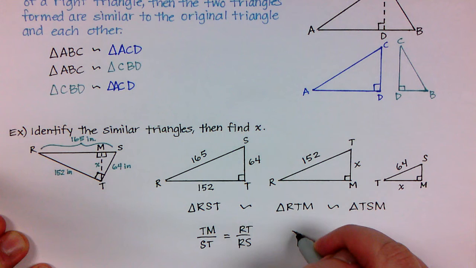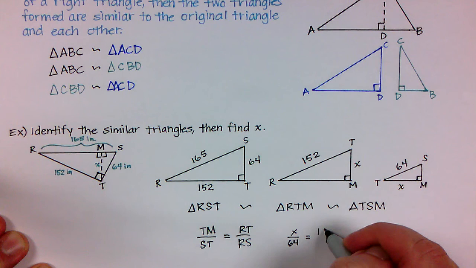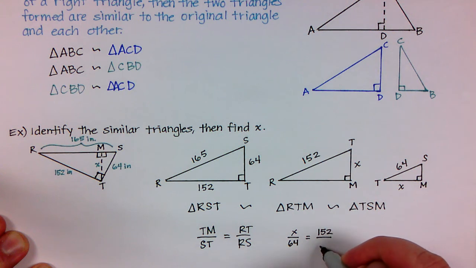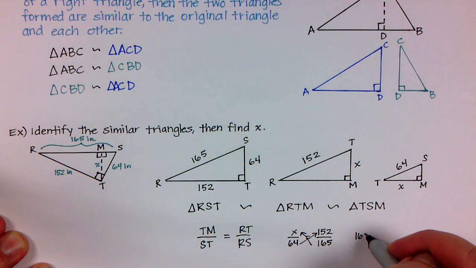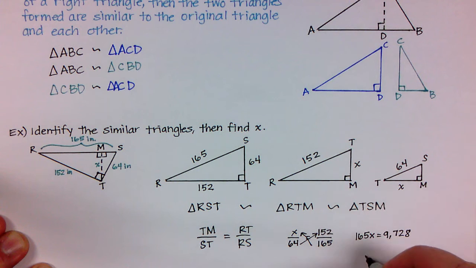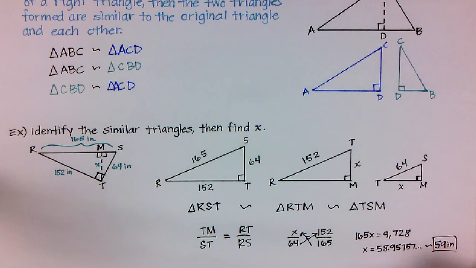So TM is our x, ST is 64, RT is 152, and RS is 165. And when I do cross multiplying, I'm going to get 165x is equal to 9,728. And when I divide, I'm going to get this really long number. It's going to be 58.957575. Keep on going. So I'm just going to say it's really close to 59 inches. And that's going to be my answer.